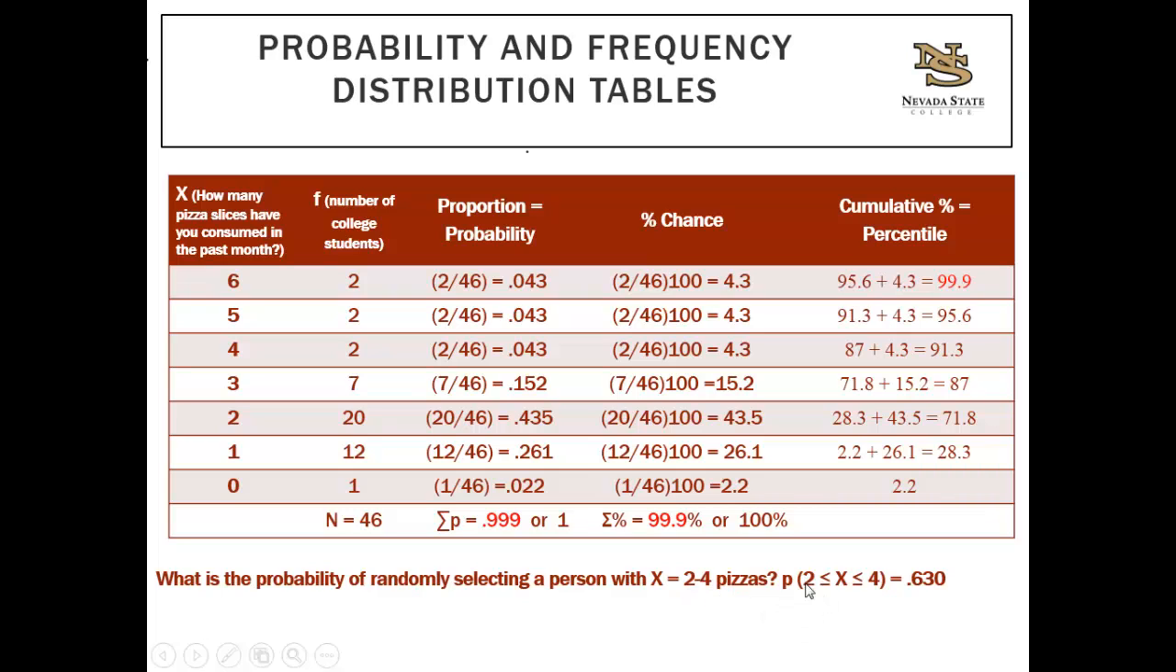Well, you could go right to the table and you could say, okay, between 2 and 4, 20 plus 7 plus 2 divided by 46, that would give you about 0.630. You could also go here and say, all right, add my probabilities, and that would give you something close to 0.630. Now again, you're going to be seeing questions that kind of look like this in the future, but you're not going to have access to the raw data. You're going to calculate a z-score, and then you're going to use the unit normal table to figure out these probabilities.